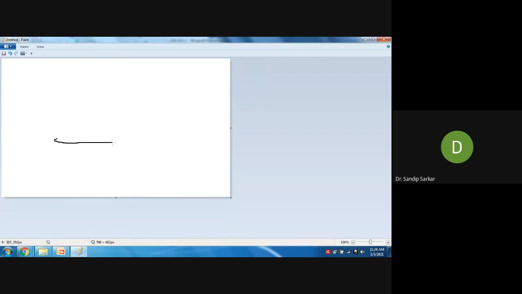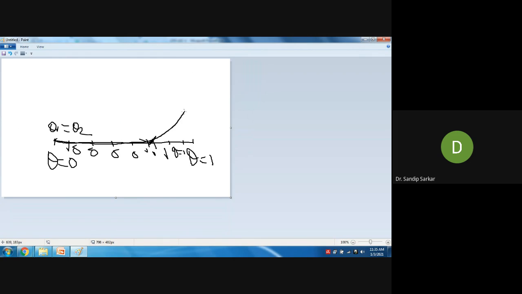Okay, so this is your domain. This is theta 1, so this will always be theta equal to 1. And theta equal to 0 will always be here. So here theta 1 equal to theta 2, that means here theta equal to 0, here theta equal to 0, here theta equal to 0, but here theta equal to 1, then 1, 1, 1. But there should be a transition region, right? So how does the transition region happen? A small gradient. It will be 0, 0, 0, 0, then a small gradient nearer to the 1.